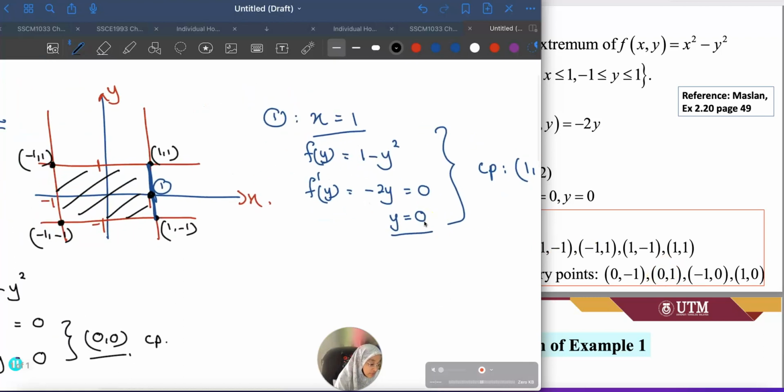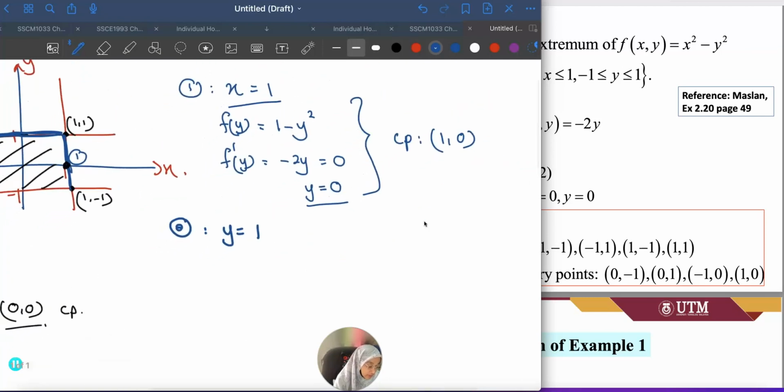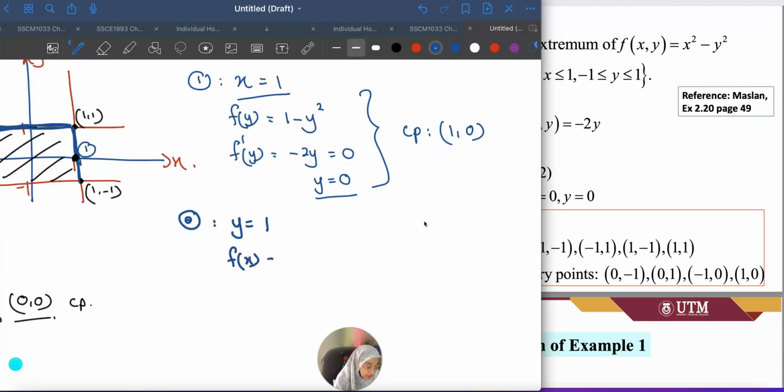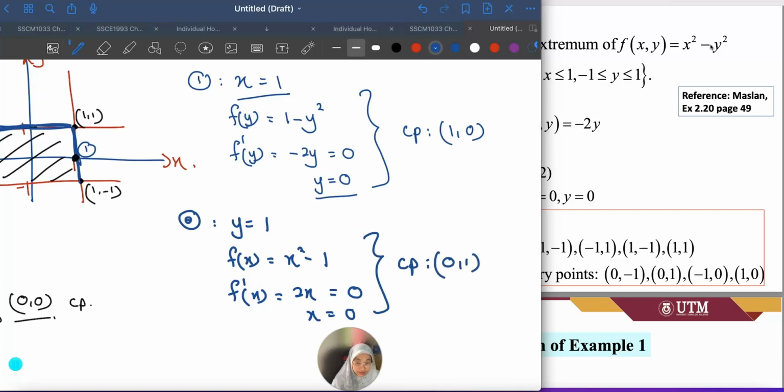Now we move to line 2. Line 2 is at y equal to 1. You replace y equal to 1 into the function, so you only have f in terms of x. Here y is 1, so you have x squared minus 1. Then we differentiate with respect to x. You get 2x and equate that to 0, and we obtain x equal to 0. So we can say that the critical point at y equal to 1 happens at (0, 1).